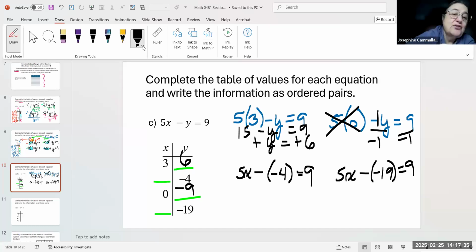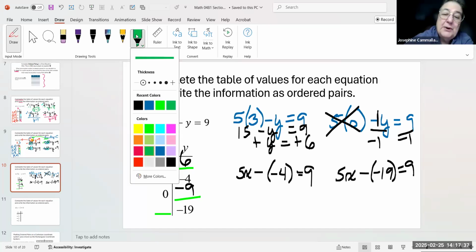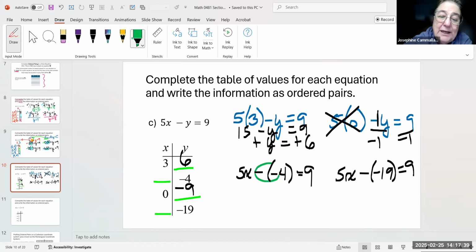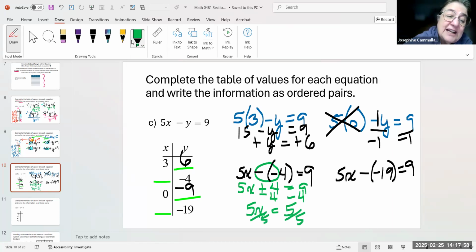Okay, well, let's try this one. Now, right here, 5x plus 4 is equal to 9. When I subtract 4, I get 5x is equal to 5. And when I divide by 5, I get a 1.